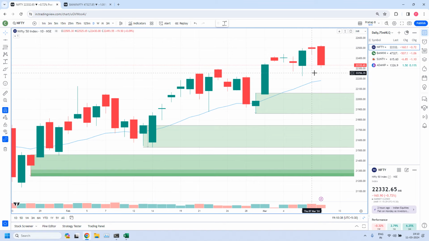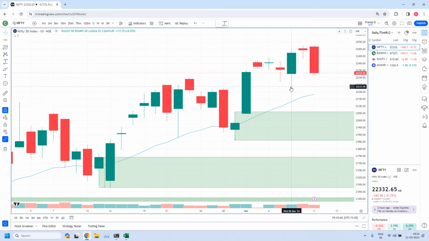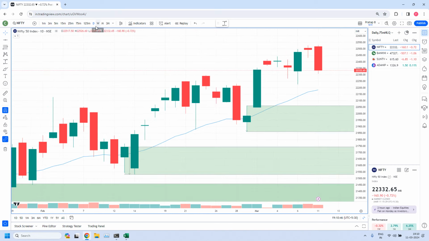So this is about Nifty and Bank Nifty. Now let's get into the zones we have identified. Yesterday, two high liquidity zones were identified, Sun TV and Adani Ports. In Adani Ports we got the trade, but it's a very interesting trade. You have to test your experience, whether you identified the trade or not.